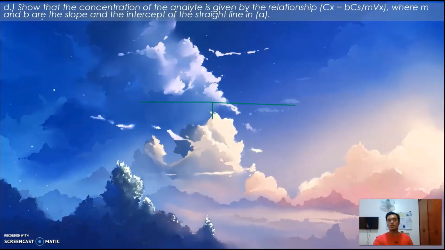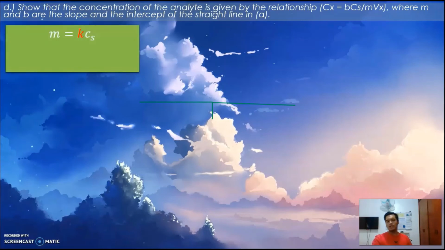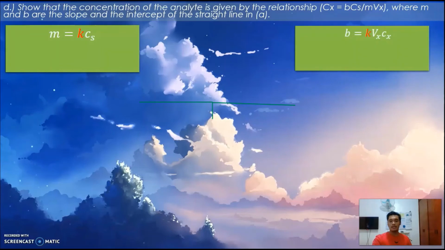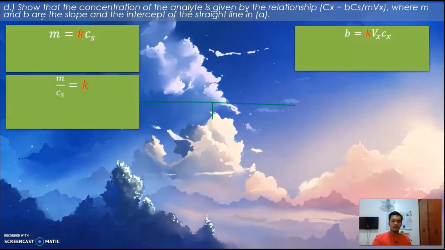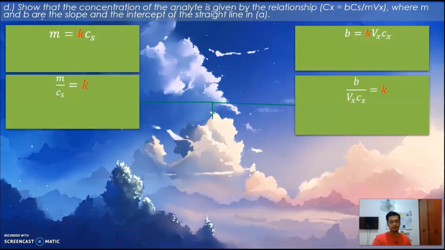Letter D. Show that the concentration of the analyte is given by the relationship Cx equals B Cs over M Vx, where M and B are the slope and the intercept of the straight line A. So simply put, we need to prove that Cx equals B Cs over M Vx. So remember that we let M equal K Cs and we let B equal Vx Cx times K. Let's isolate K.